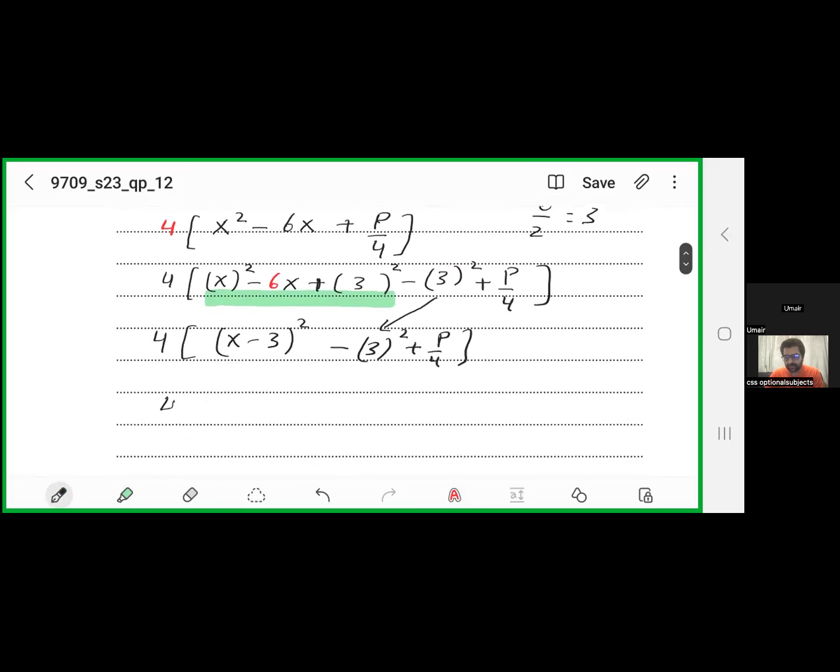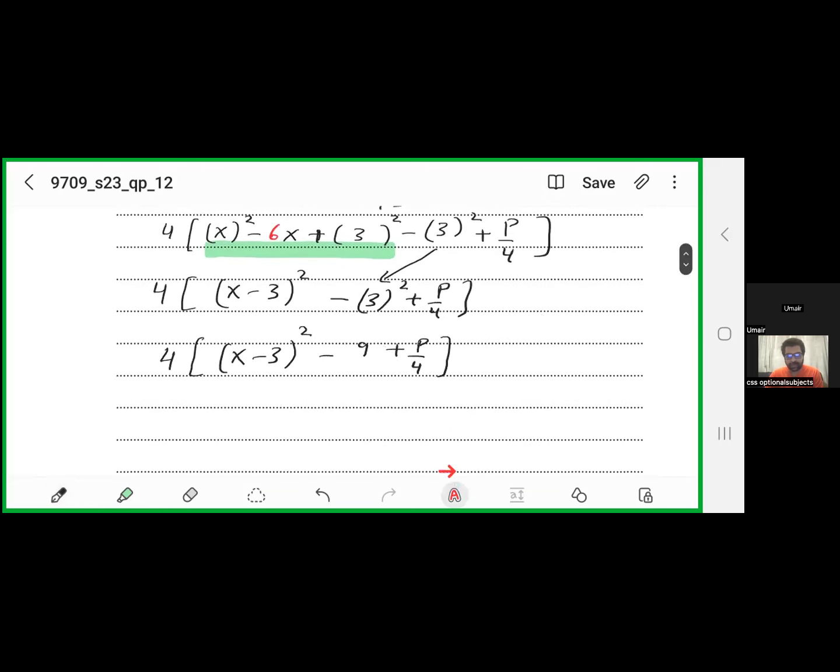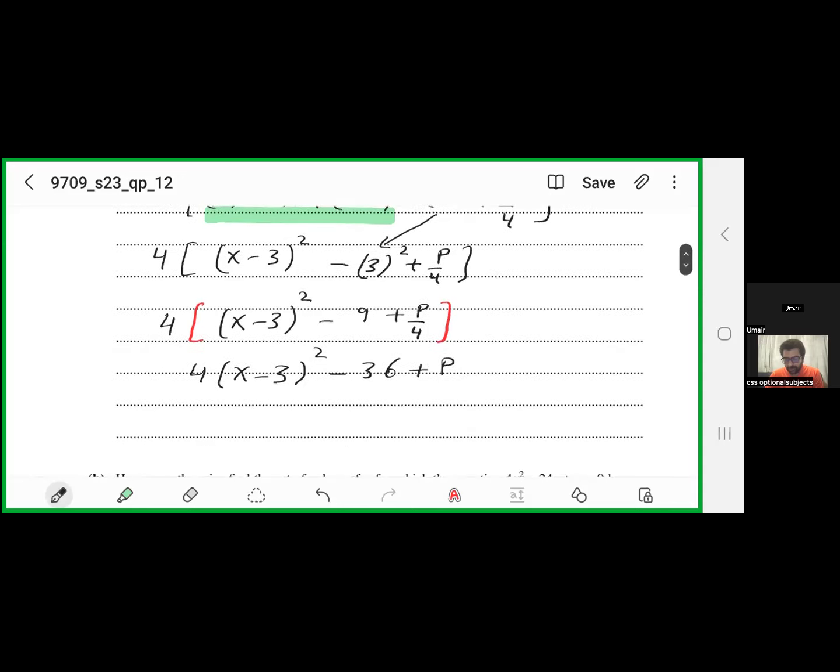Now in the next step, 4 times x minus 3 whole square minus 9 plus p over 4. Now we have to open this bracket. So when you open this bracket, this 4 will be multiplied inside. So 4 into x minus 3 whole square minus 4 into 9 is 36 plus 4 into p over 4. 4 into p over 4 will give you p. So this is your answer.